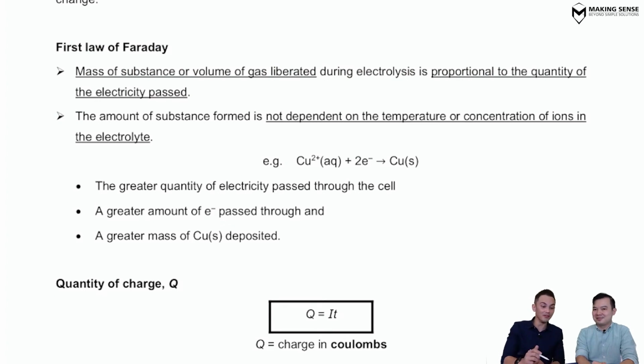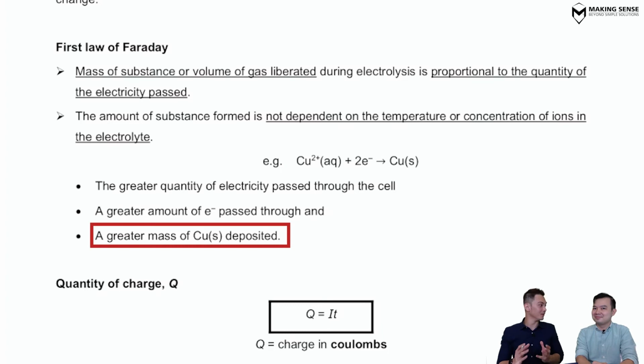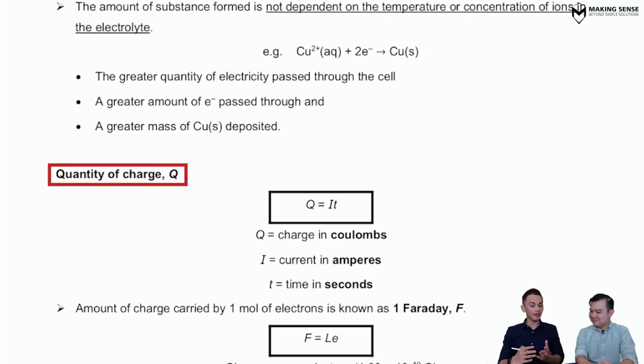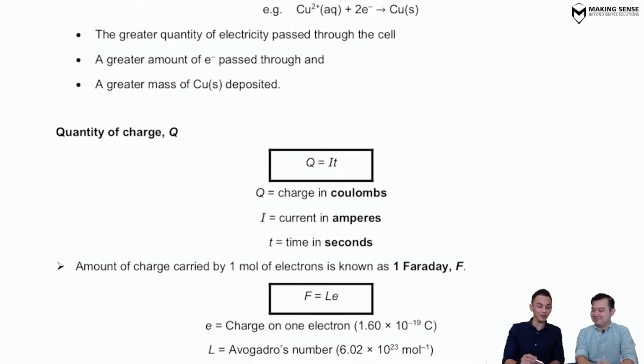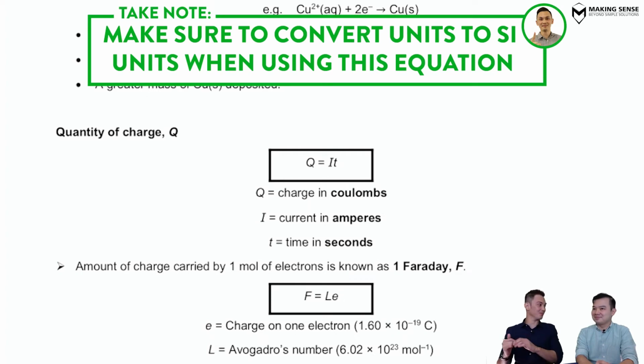Which ties into the first law of Faraday, as you can see over there. So there's some pointers that say the more electricity you have, the greater the amount of electrons, and therefore the greater the mass of the copper that's being deposited. Okay, sure. So shall we take a look at the formulas now? Yeah, so how do we calculate the amount of electricity or the charge? There's this very important formula. I'm sure you've seen this before. It goes like Q equals IT. So the two variables you must be comfortable with will be I, which is the current in amperes, and also time, which is always in seconds. So make sure you do your units conversion properly.